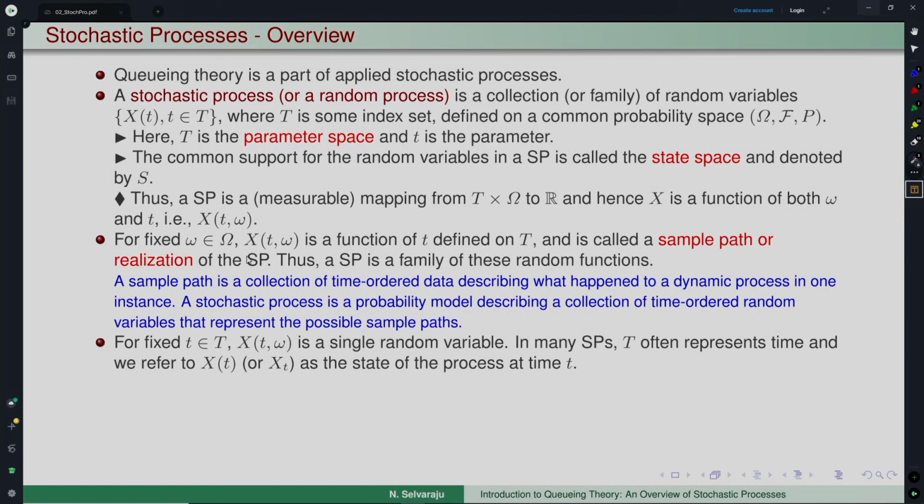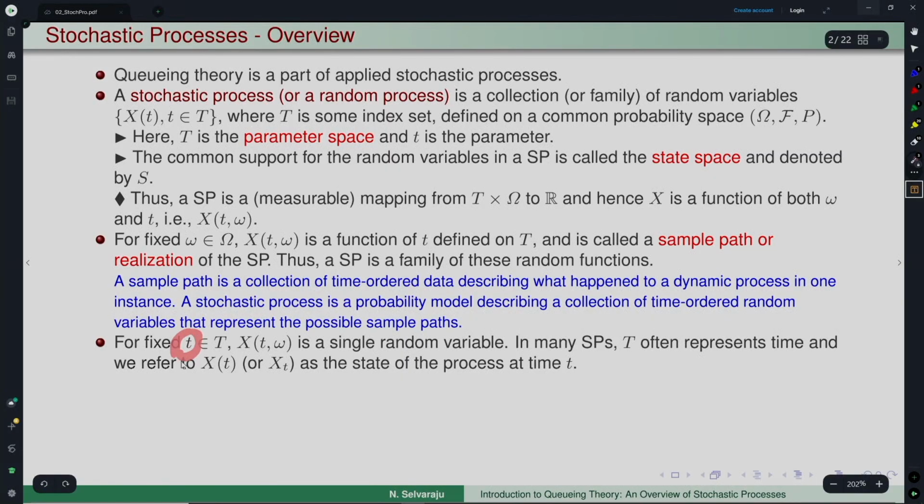So, basically a sample path here is a collection of time ordered data describing what has happened to a dynamic process in one particular instance. That one particular instance is what a fixed omega would mean. A stochastic process is then a probability model describing the collection of time ordered random variables that represent the possible samples. So, if you put all possible sample paths together, one for each omega, then this whole collection is what would be represented by a stochastic process.